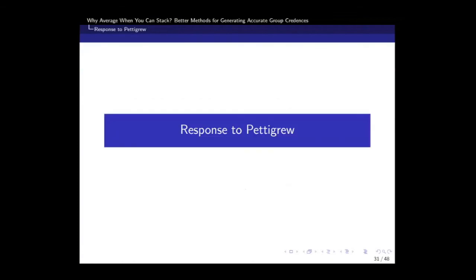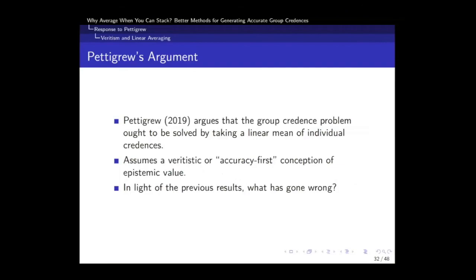So turning now to Pettigrew's argument, in this recent paper, Richard Pettigrew argues that a group credence problem ought to be solved by taking a linear mean of individual credences. And he says that this argument ultimately comes from a veritistic or accuracy-first idea of epistemic value. So in light of the previous results, it's a bit of a head scratcher, right? On the one hand, it seems like stacking is able to get us more accurate models. On the other hand, there's this argument that from an accuracy-first perspective, you ought to take a linear mean, right? So what's gone wrong here?